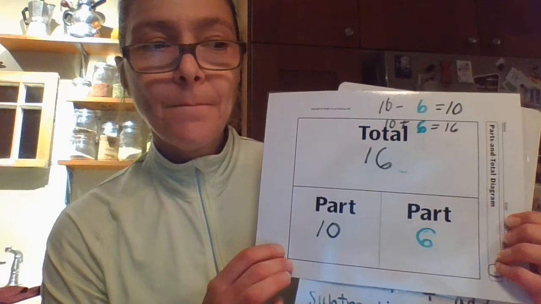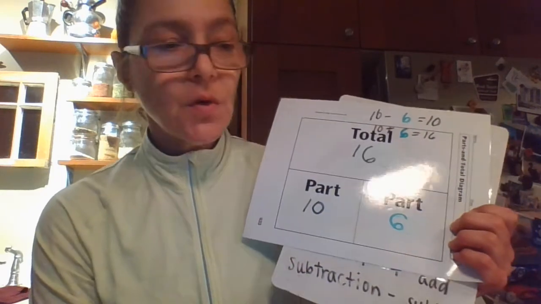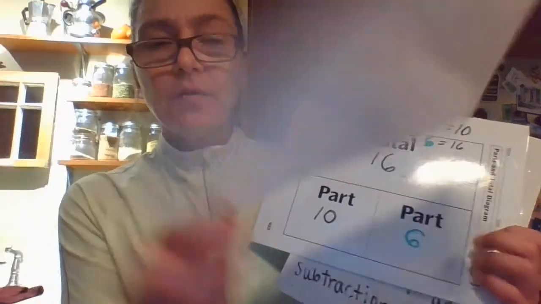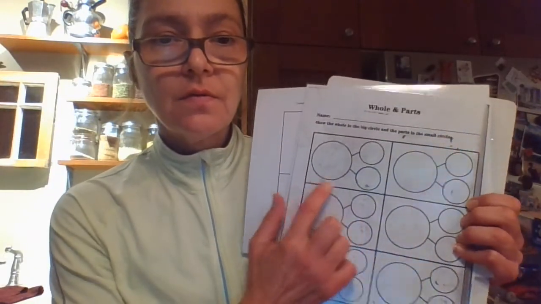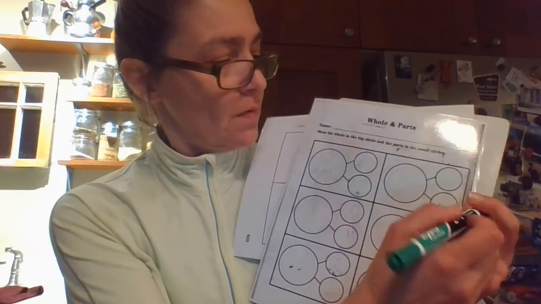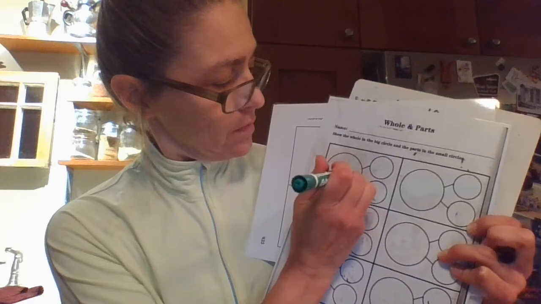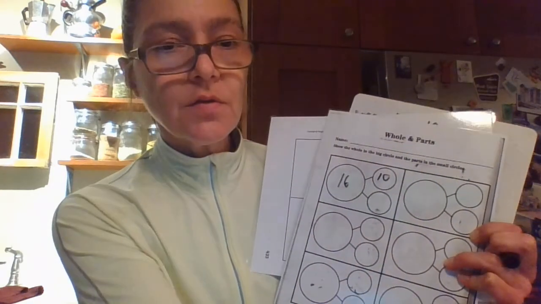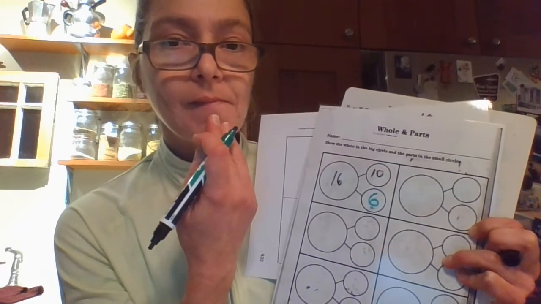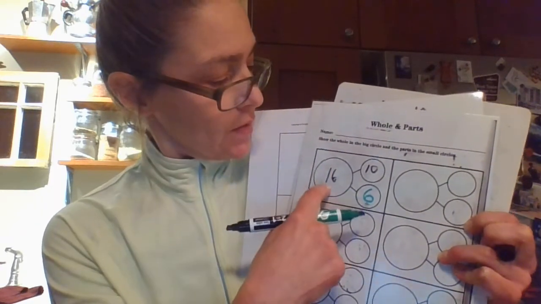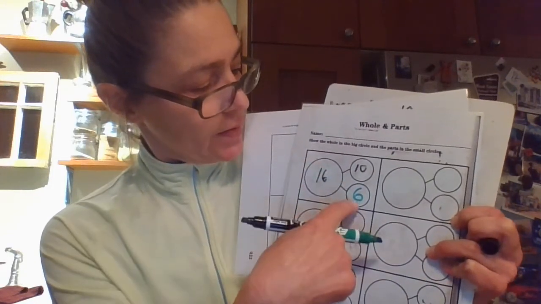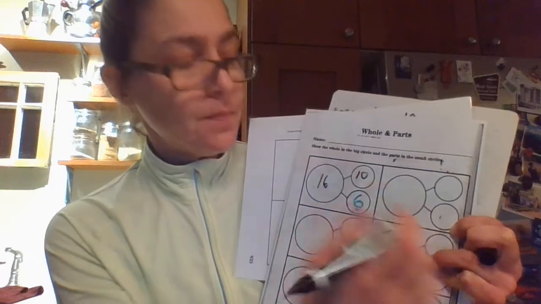Okay. And the parts or total are also related to the number bonds that you learned about last year that look like this, with the bigger whole value going in there, and then the smaller parts go into the smaller circles. So 16 minus 10 equals 6, or 6 plus 10 equals 16.